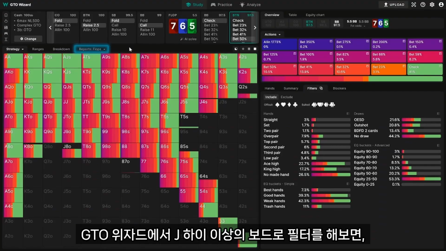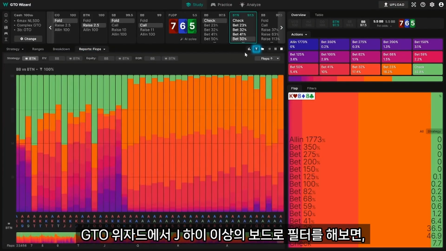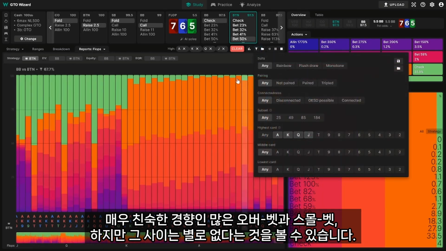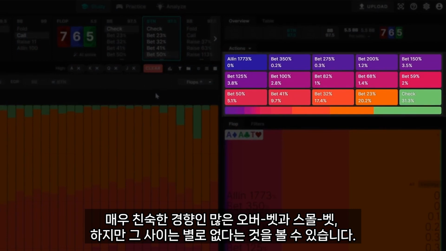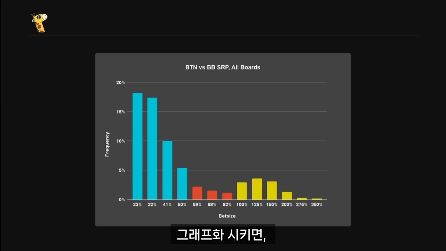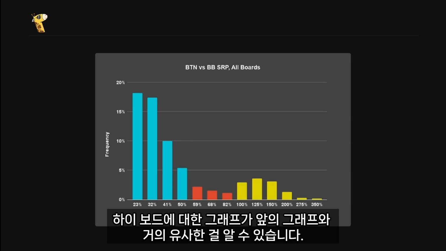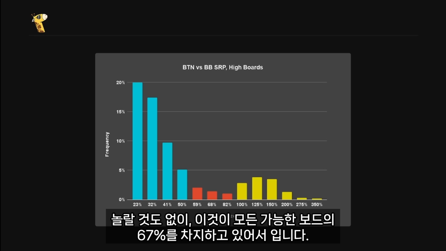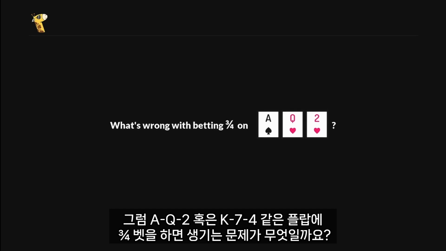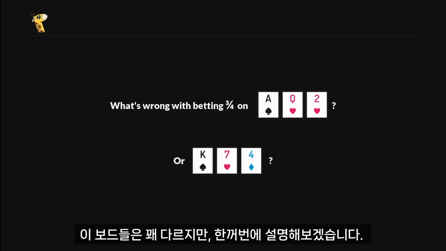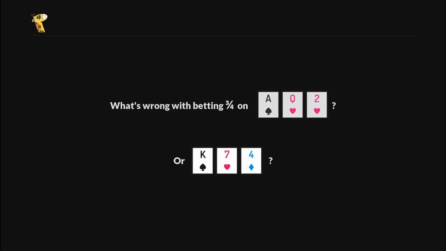If we use GTO Wizard to filter for jack-high boards and above, we see a very familiar trend. Lots of overbets and small bets, but not much in between. Here it is in graphical form. You can see the graph for high boards closely mirrors the overall one. Not surprising given that they make up 67% of all possible boards. So what's the problem with betting 3/4 on the flop like Ace Queen Deuce? Or King 7-4? These flops are obviously quite different, so let's deal with them one at a time.